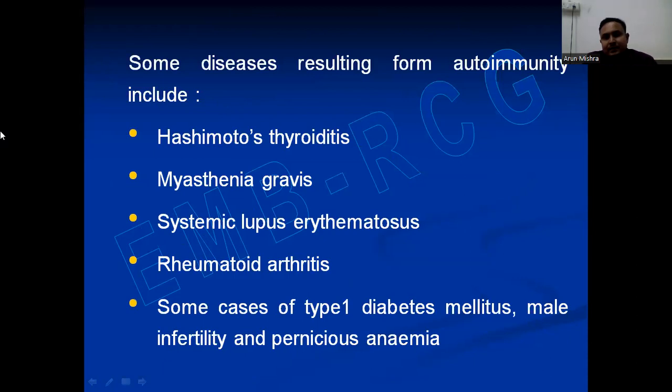Some diseases resulting from autoimmunity include Hashimoto's thyroiditis, myasthenia gravis, systemic lupus erythematosus, rheumatoid arthritis, some cases of type 1 diabetes mellitus, male infertility, and pernicious anemia.